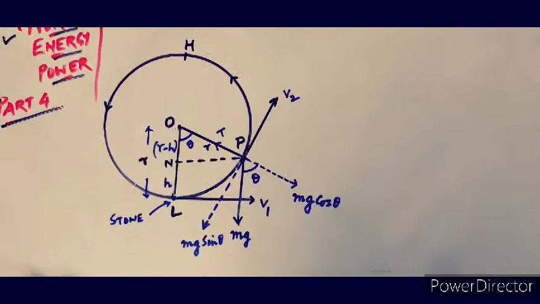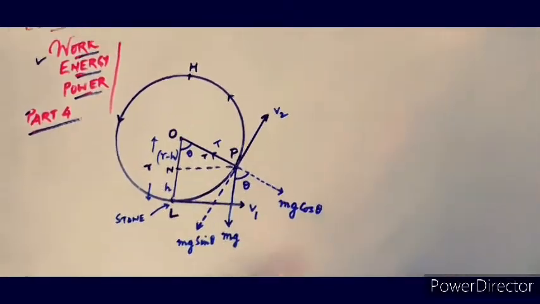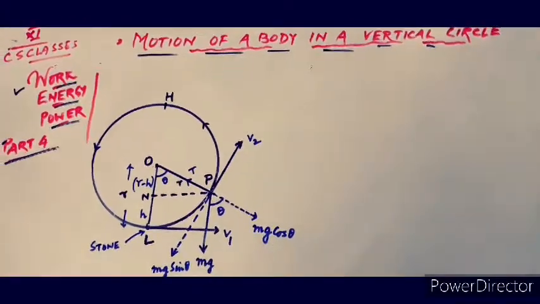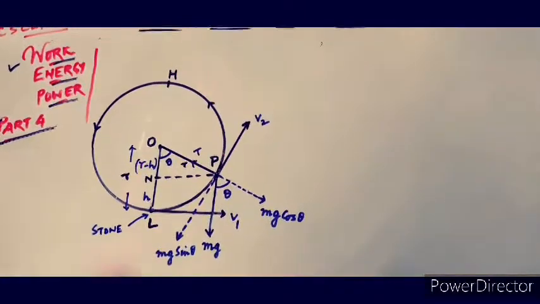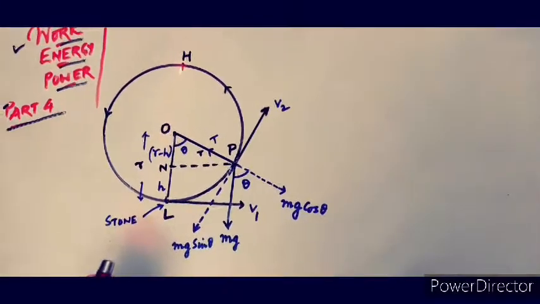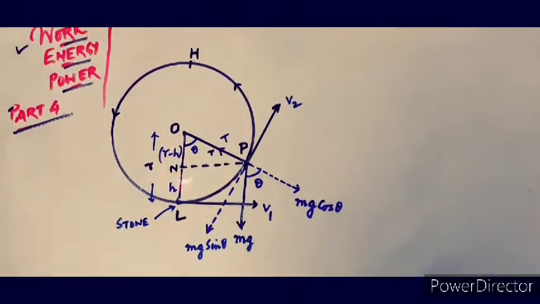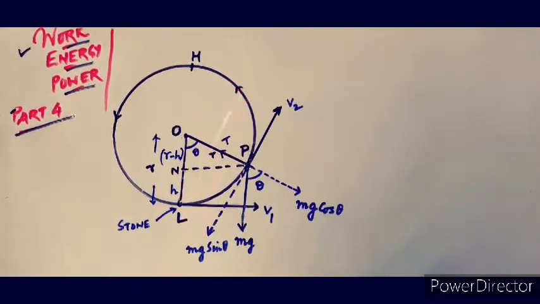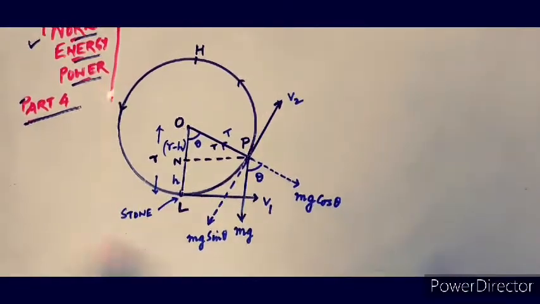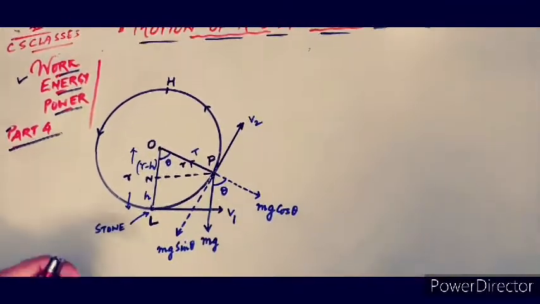Now, in this chapter, usually the question is asked why this topic of vertical circular motion is considered in the work, energy and power chapter. Because here we have to find the tension at point L and the tension at the highest point, the difference between the tensions, and the speeds, and all these things we find with the help of the principle of conservation of mechanical energy. That's why it is included in work, power and energy. Okay, now on to the calculation part.